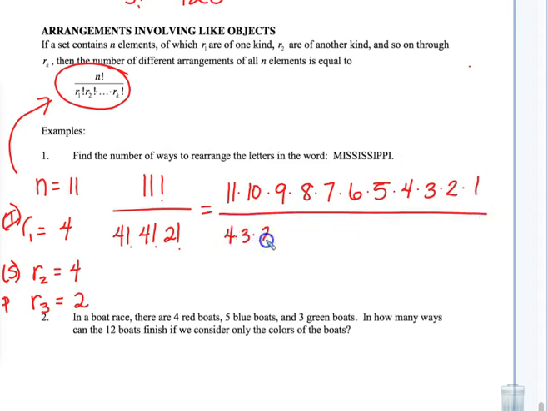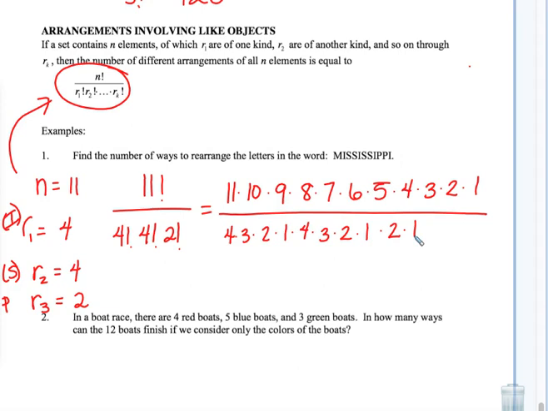4 times 3 times 2 times 1 times 4 times 3 times 2 times 1 times 2 times 1, because that gets the 4 factorial, 4 factorial, 2 factorial. The first ones are the i's that are repeating, the s's that are repeating, and the p's that are repeating, because it's not a different arrangement if you're just switching letters that are the same. So you have to divide those out.